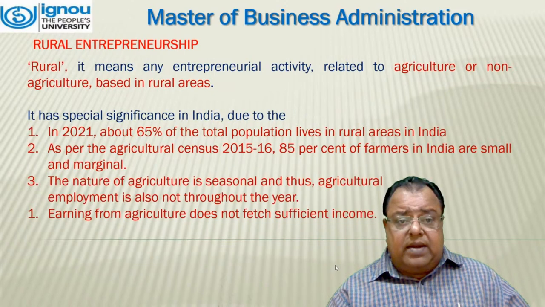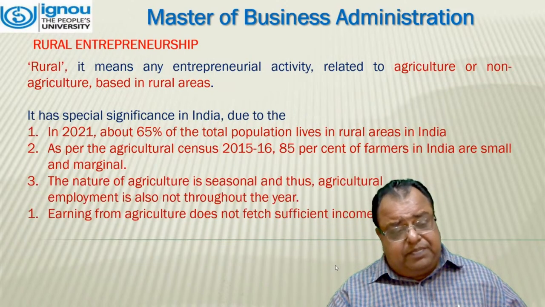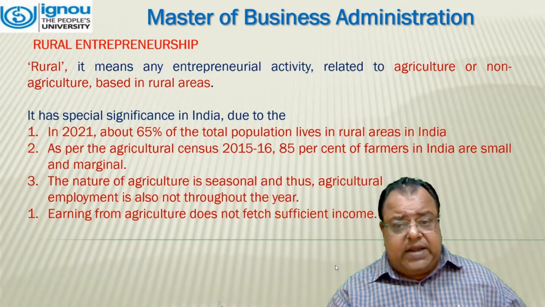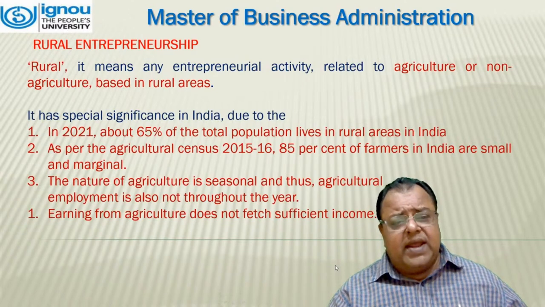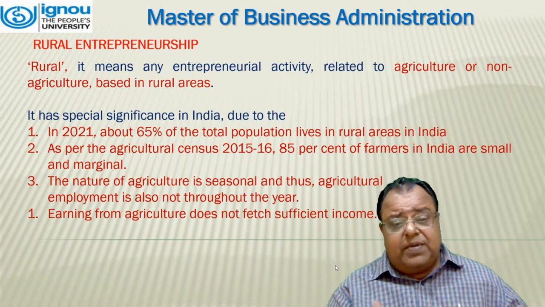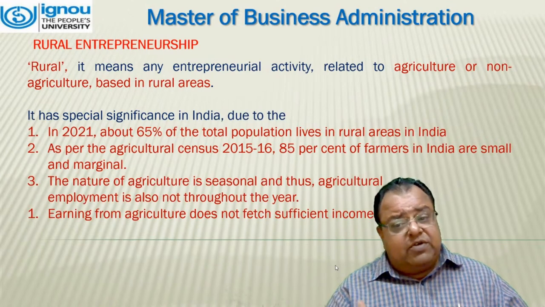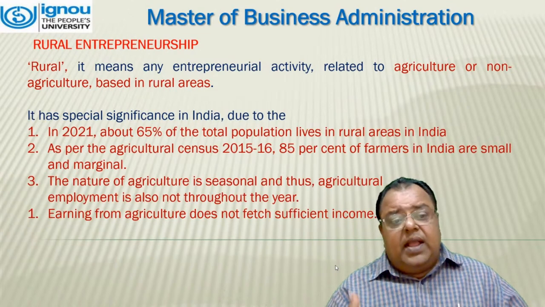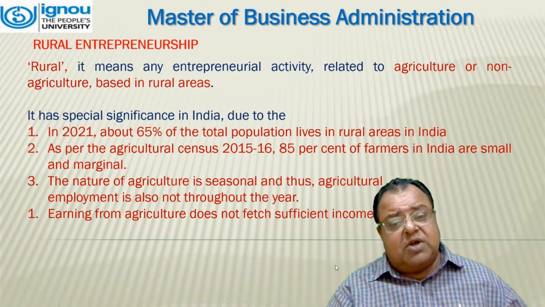Many firms spend CSR money on social entrepreneurship. Rural entrepreneurship means any entrepreneurial activity related to agriculture or non-agriculture based in rural areas. It has a special significance in India. In 2021, about 65% of the total population lived in rural areas in India. As per the agricultural census 2015-16, 85% of the farmers in India are small and marginal.